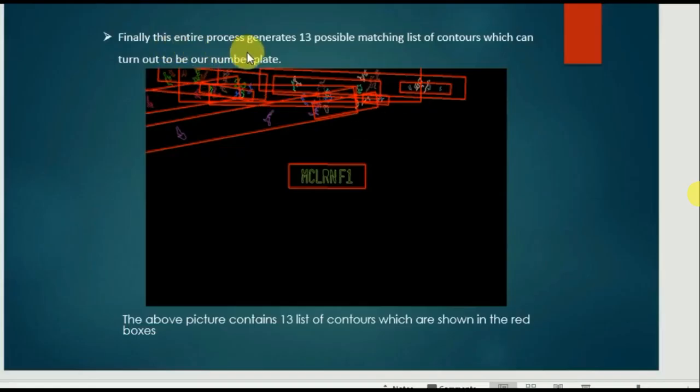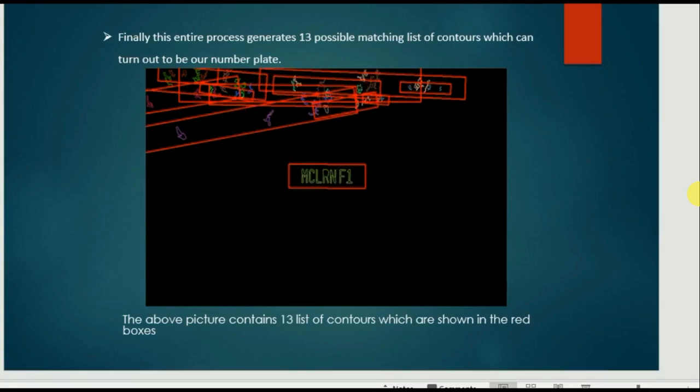Finally, this entire process generates 13 possible matching lists of contours. So we have our first group here, which has matching characters, and another group which has some matching characters. Okay, so we have a total of 13 groups here. Now we are done with our number plate detection part. So we have 13 number plates here.